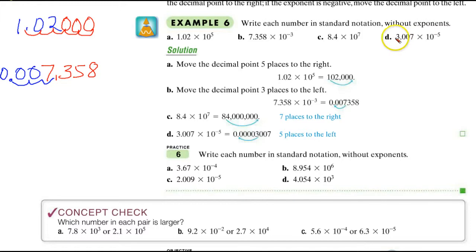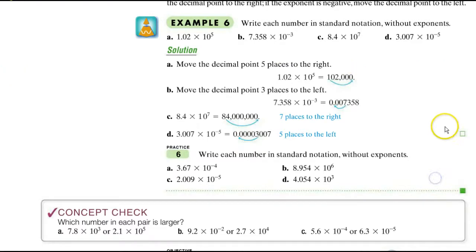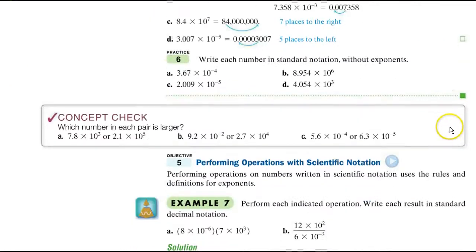Here we have 1. So 3.007. How many decimals? Got to move it over 5. There's 1. So we have to add 4. 1, 2, 3, 4. And then we add an extra 1 so we can place our decimal. Okay? And you'll be practicing this to see if in fact you've mastered it. But this should be an easy thing here.